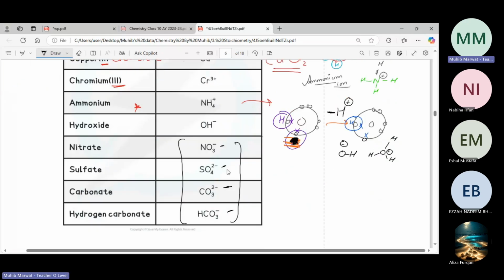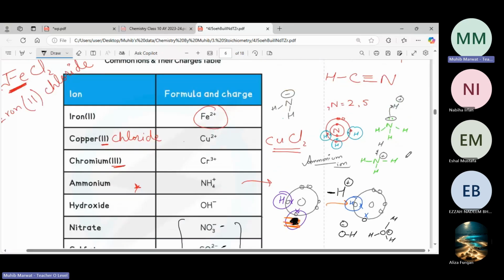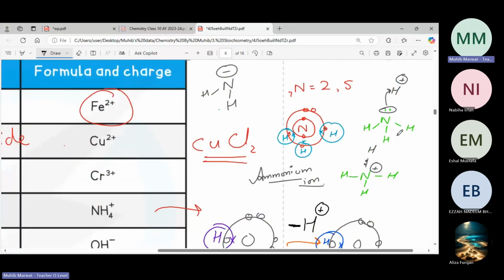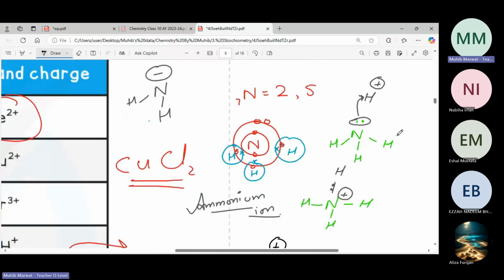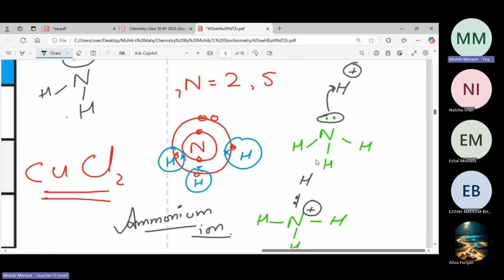Next question is that I've told you that if nitrogen is making 3 bonds with hydrogen, then it will be neutral. Why will it be neutral? Let me show you. NH3. The valency of nitrogen is -3. We know the valency of hydrogen is +1. So there are 3 hydrogen atoms.